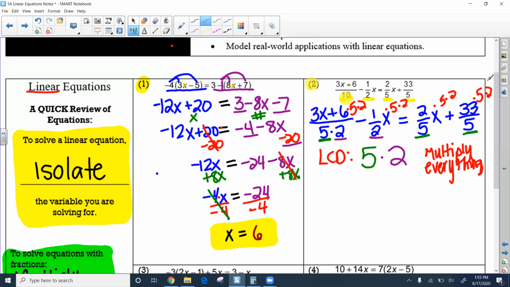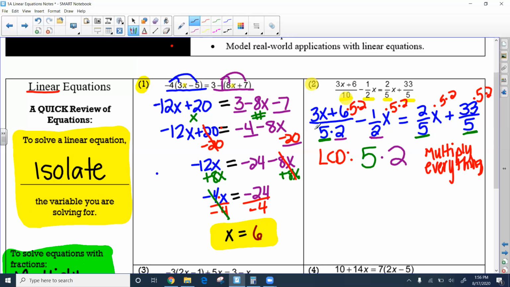So I always write it out because then I can very clearly see what's going to divide out. All right, so we're going to multiply everything by the LCD. We found the LCD was 5 times 2, and then I'm multiplying everything by the 5 and the 2. The reason we did that is to get rid of the fractions.